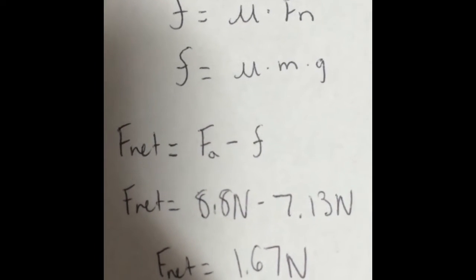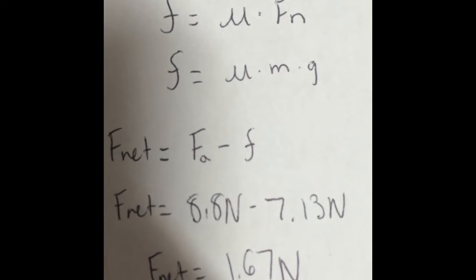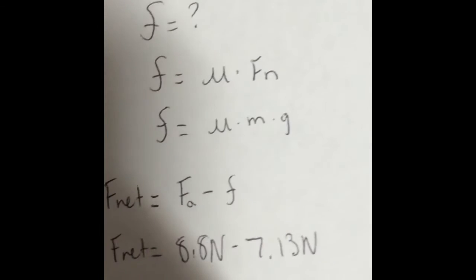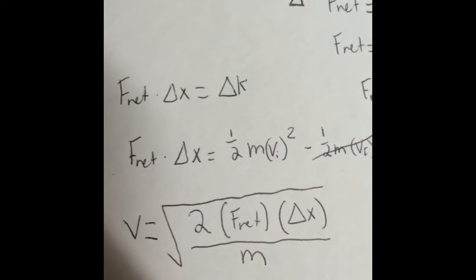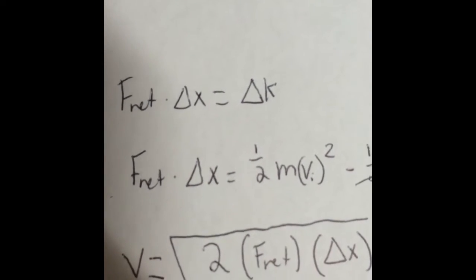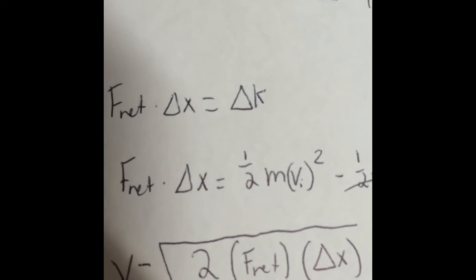As I said before, F net is F applied minus friction, so F net is 8.8 newtons minus 7.13 newtons, which we just calculated as friction, and we get that F net equals 1.67 newtons. To solve for the final velocity of the pitcher, we're going to use the equation for work that says that F net times delta x equals delta K, which is the change in kinetic energy.